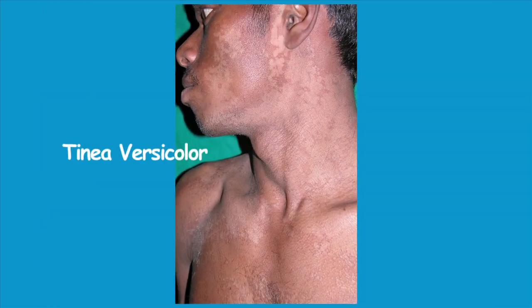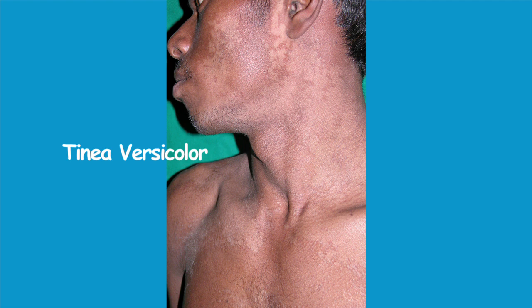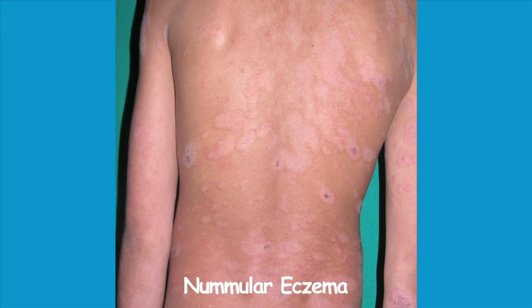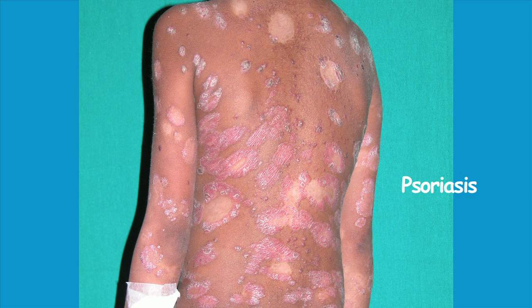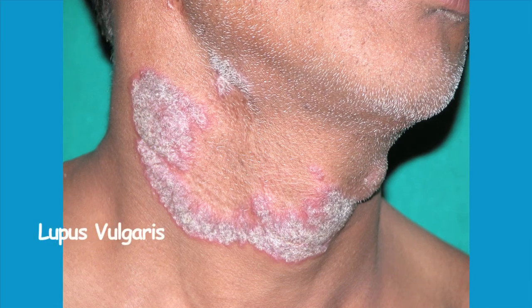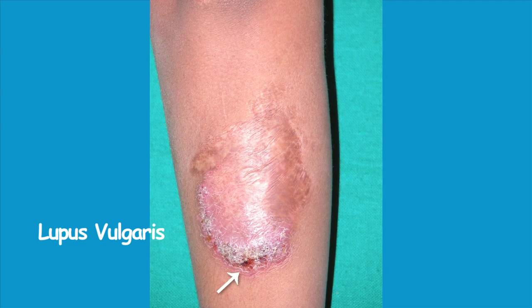Tinea versicolor is very common, often appears and disappears. Nevus or birthmark has serrated margins and is present since early childhood. Nummular eczema may mimic leprosy, but usually there is a history of itching. This is psoriasis. Skin patches are usually covered with silvery scales. Tuberculosis of the skin, called lupus vulgaris, often shows scar of healed area in a patch with active margins.